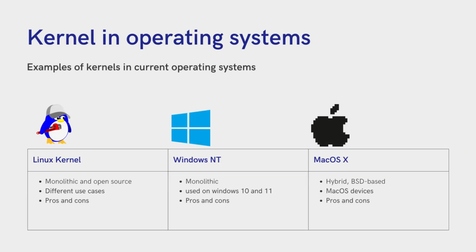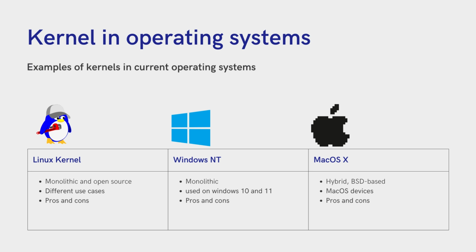Now, I will tell you about the kernels in modern operating systems. To start with, we have the Linux kernel. It's a monolithic and open source kernel. It is optimizable to a wide range of devices and architectures. Some use cases are the operating system for servers, desktops, and mobile devices like Android or Chrome OS, as well as routers, switches, or other network devices.